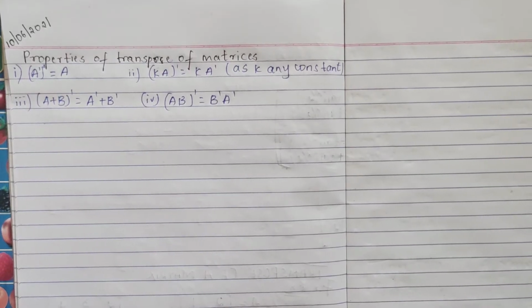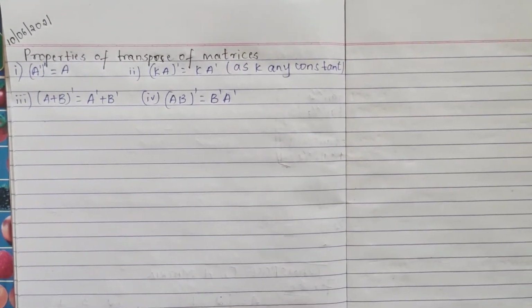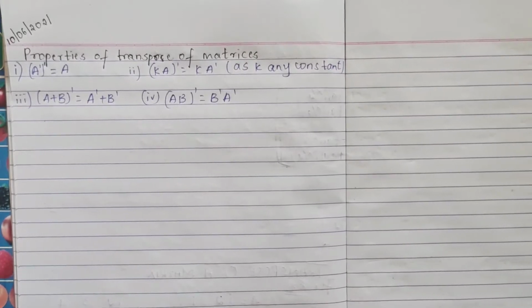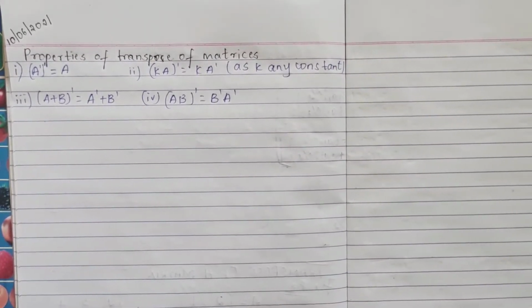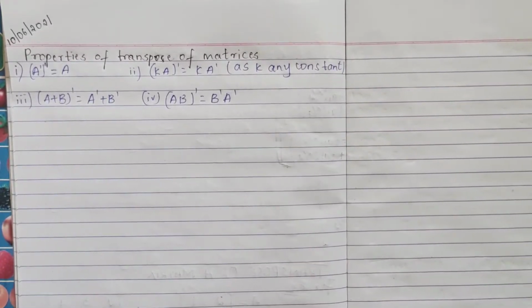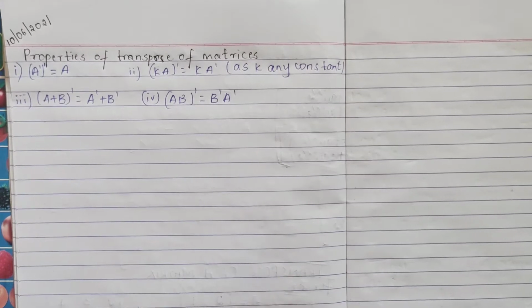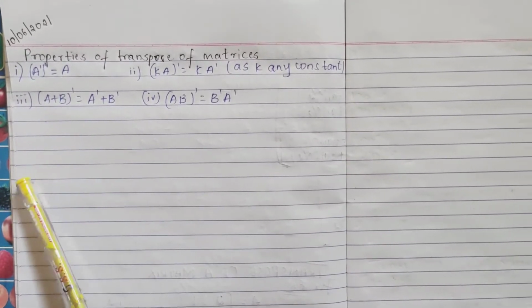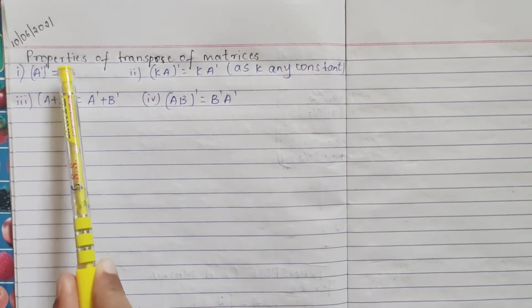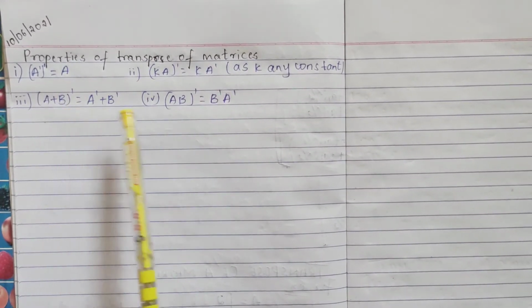Hello my dear students. So today we will start with the properties of transpose of matrices. Till last class I had explained you up to transpose of matrix. I even explained you what it is. It is nothing but interchanging rows and columns. So for today's class we have properties of transpose of matrices. You have four properties.